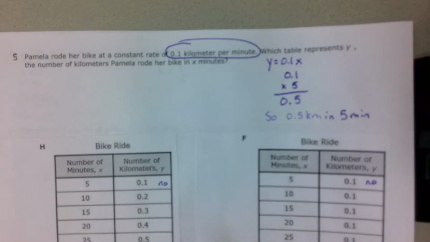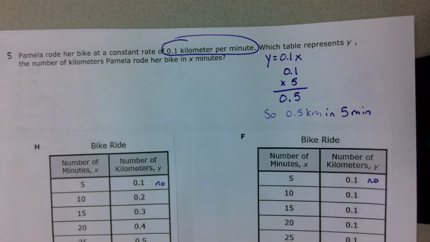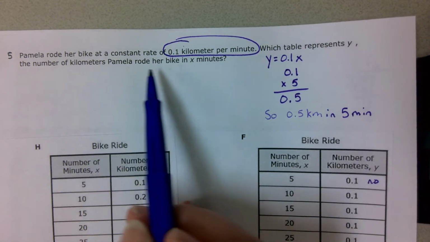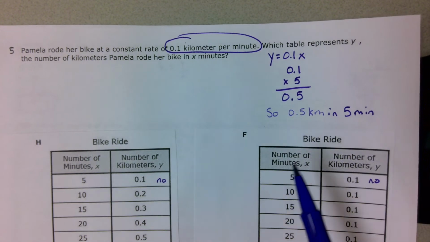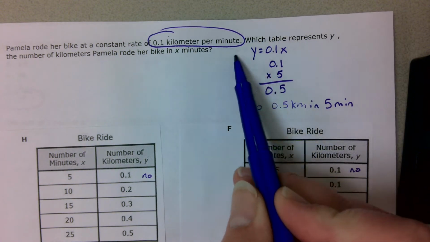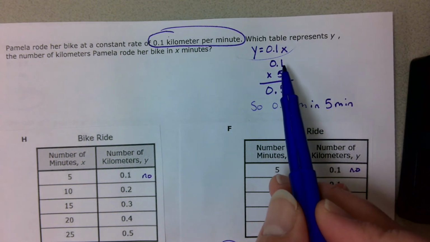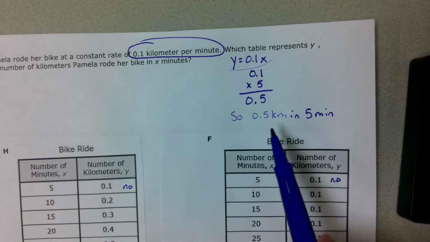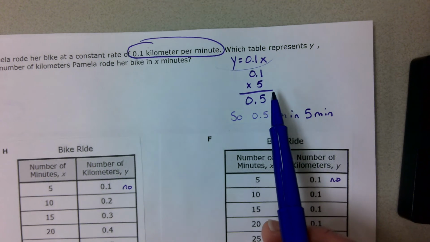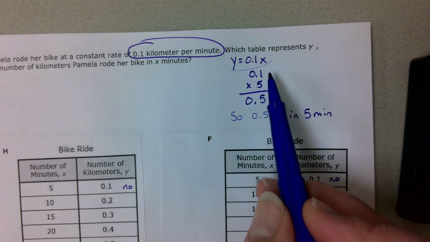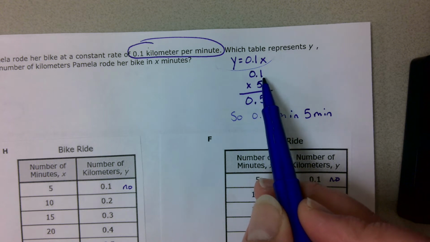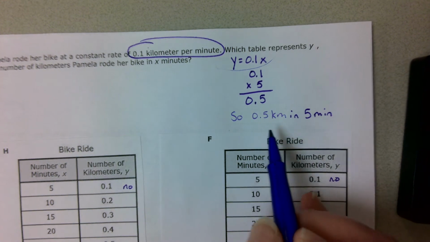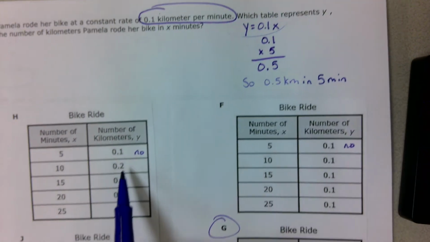Number 5, Pamela rode her bike at a constant rate of 1/10 of a kilometer per minute. Which table represents y, the number of kilometers Pamela rode her bike in x minutes? So what I've done here is this is my equation here, but then I also just determined, because all of these start with 5 minutes, I wanted to see in 5 minutes how many kilometers could she have ridden. And so I just multiplied 1/10 times 5, and that's 5/10. So I was looking for a table that had 5/10 of a kilometer in 5 minutes.